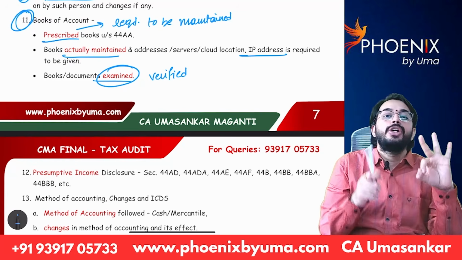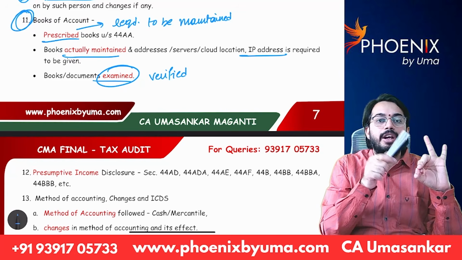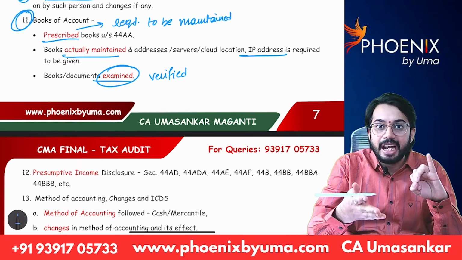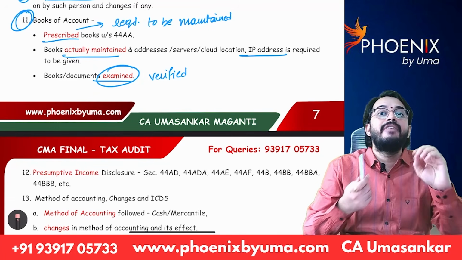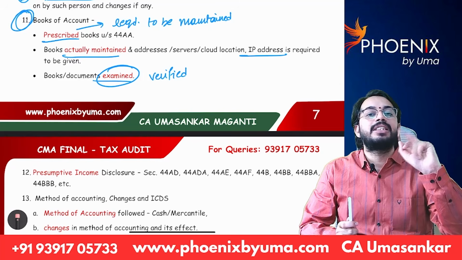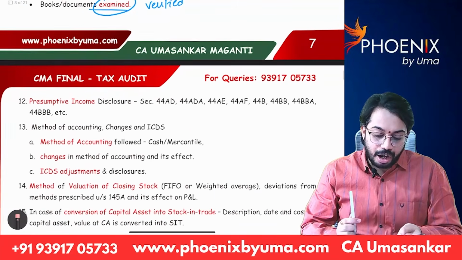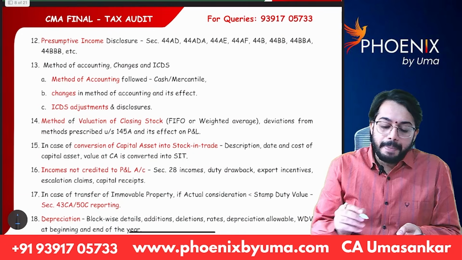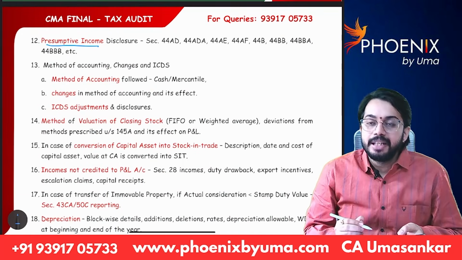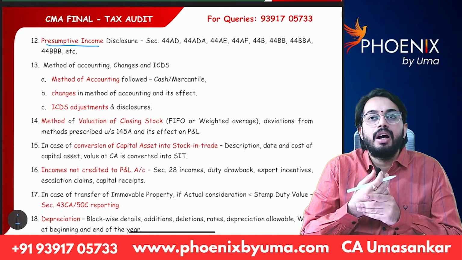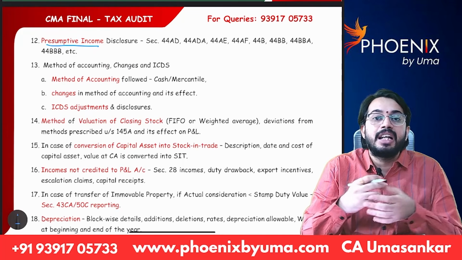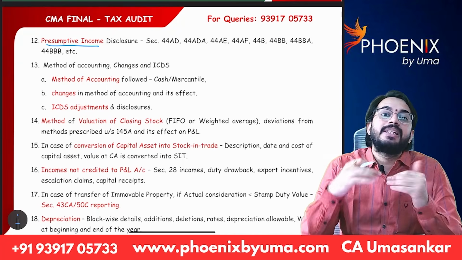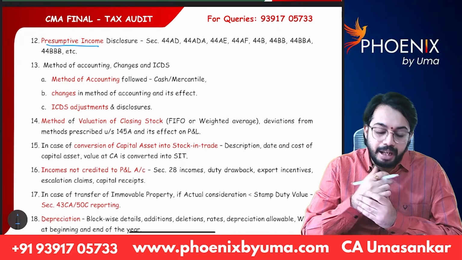In clause 11, you have to tell what are the books of accounts required to be maintained, what are the books of accounts actually maintained, and what are the books of accounts verified by tax auditor. All these 3 answers are required to be given in clause 11. Next, clause 12. Presumptive income disclosure. See whether SSC is disclosing income for any business under 44AD, 44ADA, 44AE. So that presumptive income disclosure is also required to be given.